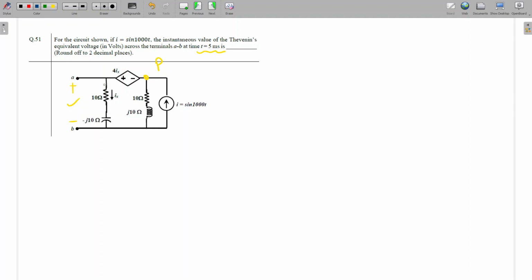First we will write. Here we see that current Ix is flowing. This I am selecting as ground. So what will be the voltage here? The voltage at this point will be (10 minus 10J) into Ix. So Vp is equal to (10 minus 10J) into Ix, and this will be minus 4Ix. So I have written the voltage at node P.